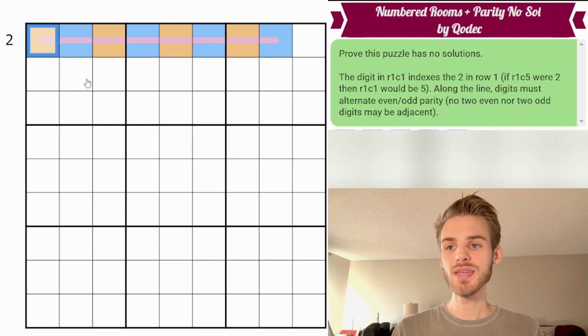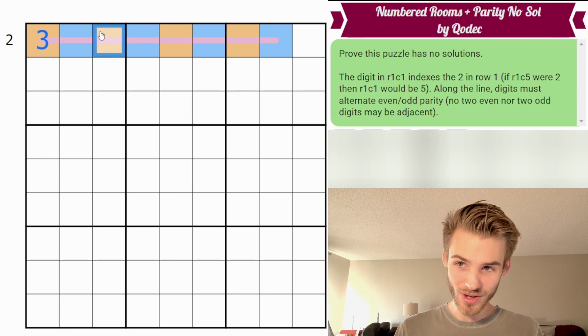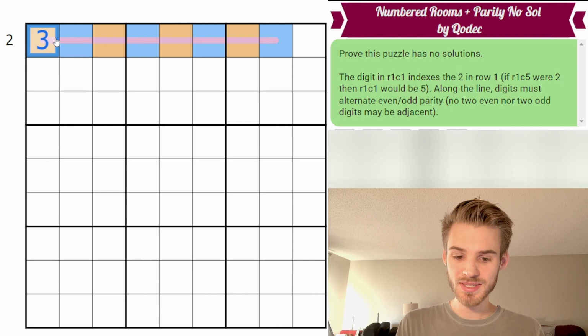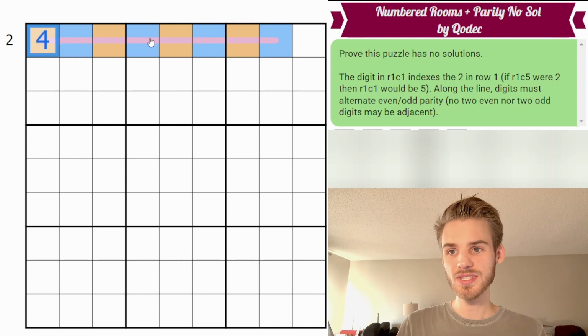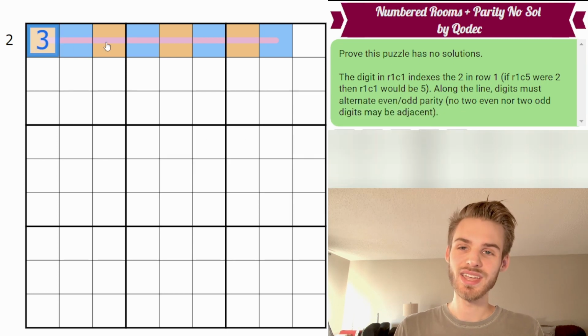Well, then let's say that I put a 3 here. Well, then that's saying that the 3rd position will be a 2. But the 3rd position is supposed to be odd, the same parity as the 3. Let's consider if I put a 4 here. That would say that this cell is supposed to be a 2, but it's the opposite parity as the 4. So if I pick an even digit here, then I get the opposite parity, which is supposed to be the same parity, because 2 is the same parity as even, of course. And if I pick an odd digit, then I get the same parity when it's supposed to be the opposite parity.